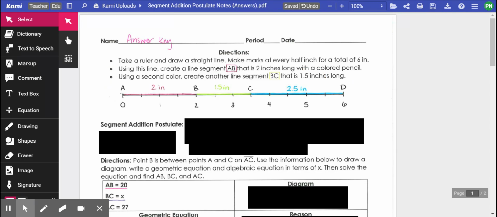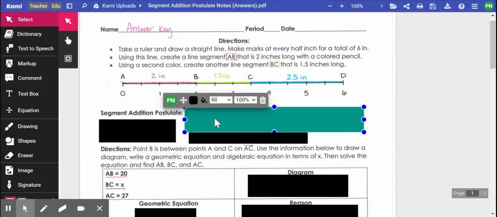2.5 inches left over if we were to create an imaginary point D at the end to figure out how long the rest of this entire segment would be. That's the whole concept of the segment addition postulate. So you're taking segments and essentially breaking them up into other smaller segments and figuring out how long each individual piece is going to be because you know a total amount.